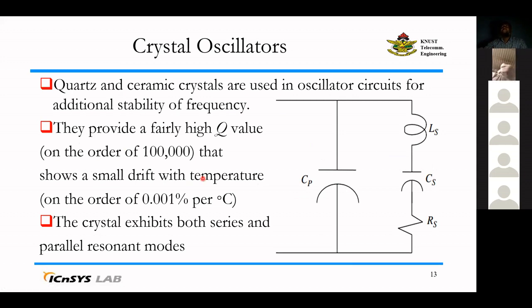Now, sometimes we use a crystal. If you remember in your analog communication class, the FM receiver will usually have a crystal oscillator as a reference frequency. Why do we use a crystal oscillator? Because of two things. In particular, it has a very stable frequency. The crystal oscillator will provide a very stable frequency, and the frequency change with respect to temperature is very, very insignificant. So the frequency change is on the order of 0.01% per degree Celsius.